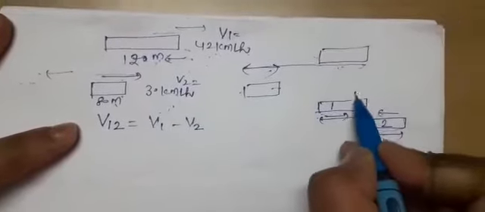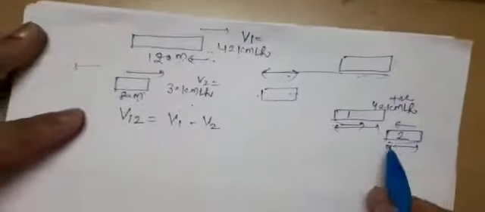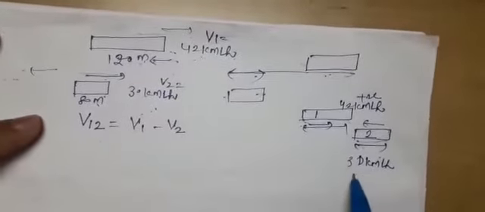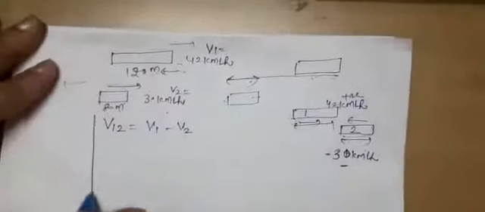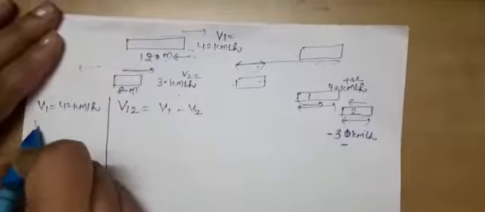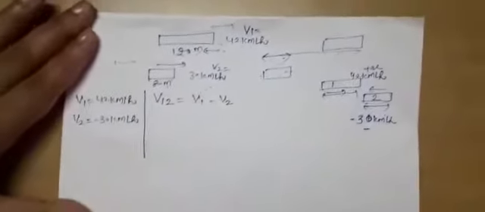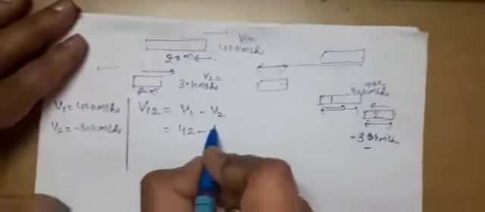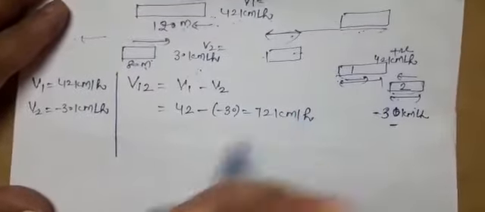So if this 42 km per hour, its direction is taken as positive, then this 30 km per hour will be taken as negative. Before writing, I will simply write V1 is 42 km per hour and V2 is minus 30 km per hour. Negative sign indicates opposite direction. Now coming to the basic formula, 42 minus 30, this is 72 km per hour.